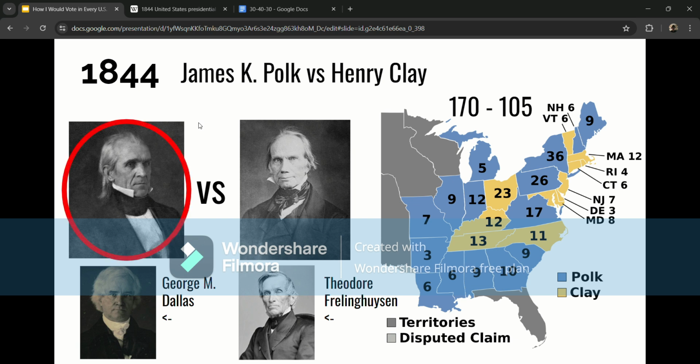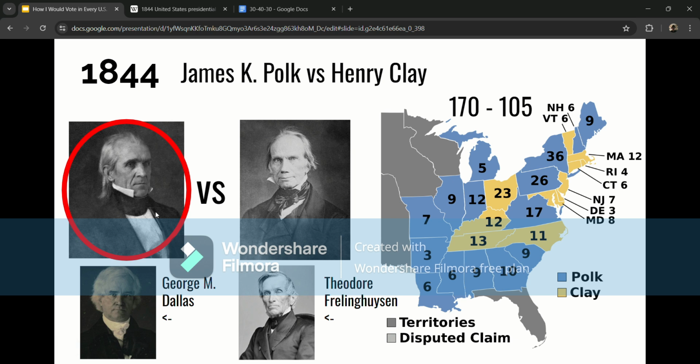James K. Polk because I believe that his character being more in touch with the American citizens at the time, and just his platform, what he stood for, being the top dog, I think would have been more appealing to me than what I would have seen with Henry Clay, who I would have thought was a little bit too out of touch at this point.